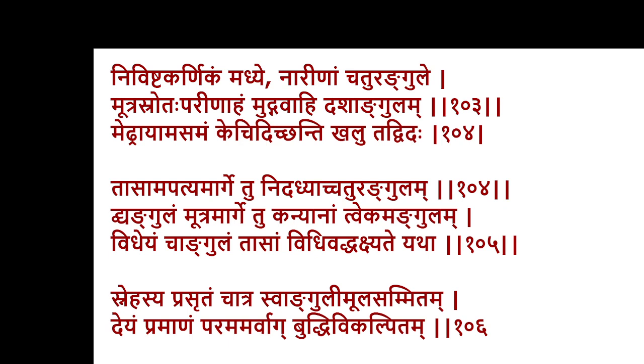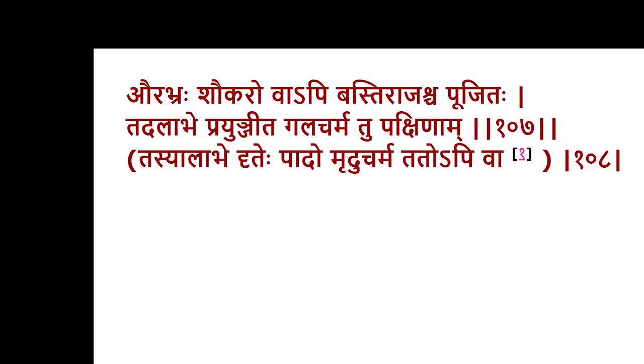Snehasya prasutam chatra swanguli mula sammitam deyam pramanam param arvat buddhi vikalpitam. The quantity of the sneha in case of Uttarabasti given into the uterus would be prasuta. That's the amount of the dravya which can be held in an extended palm, not a flexed palm. Prakunja is a flexed palm where the quantity would be more, and in the extended palm it would be around 30 ml. On average it would be 30 ml or less than that, depending upon the age of the patient.